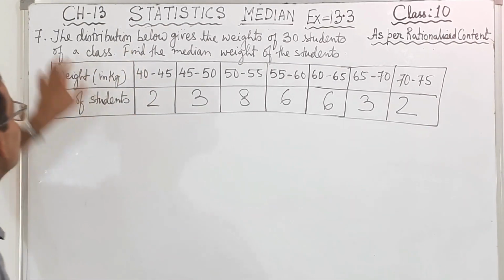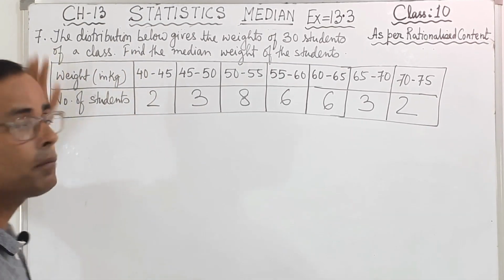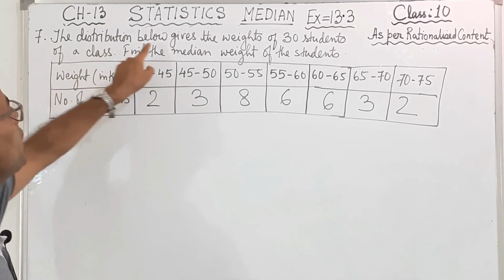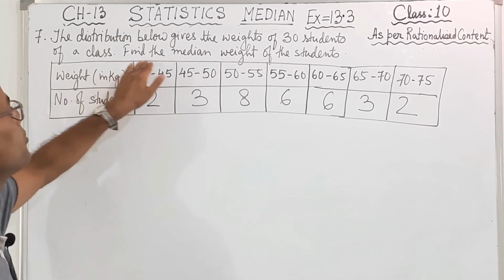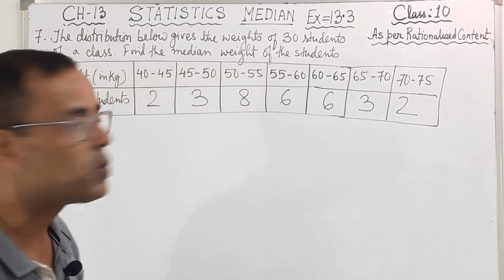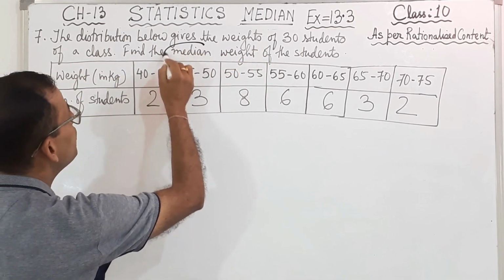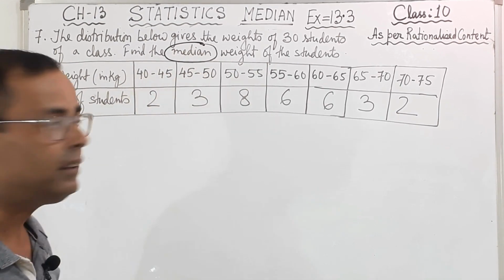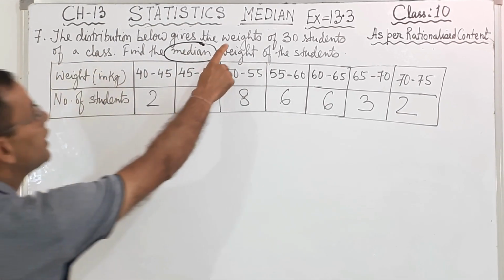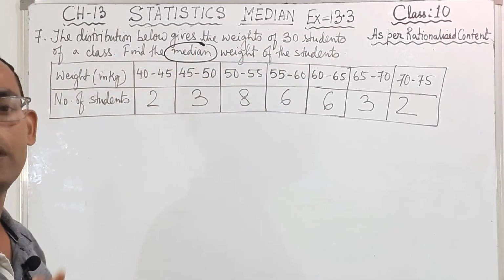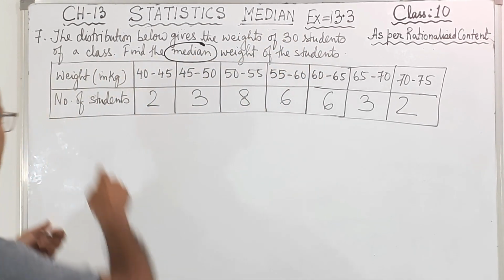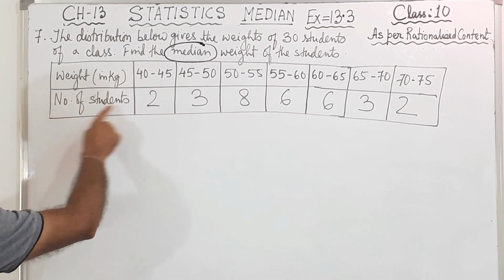Let us understand sum number 7. So what is sum number 7? The distribution below gives the weights of 30 students of a class. Find the median weight of the students. That means here you have to find out the median. And it is telling what? Weights of 30 students. Now weight in kg, number of students.